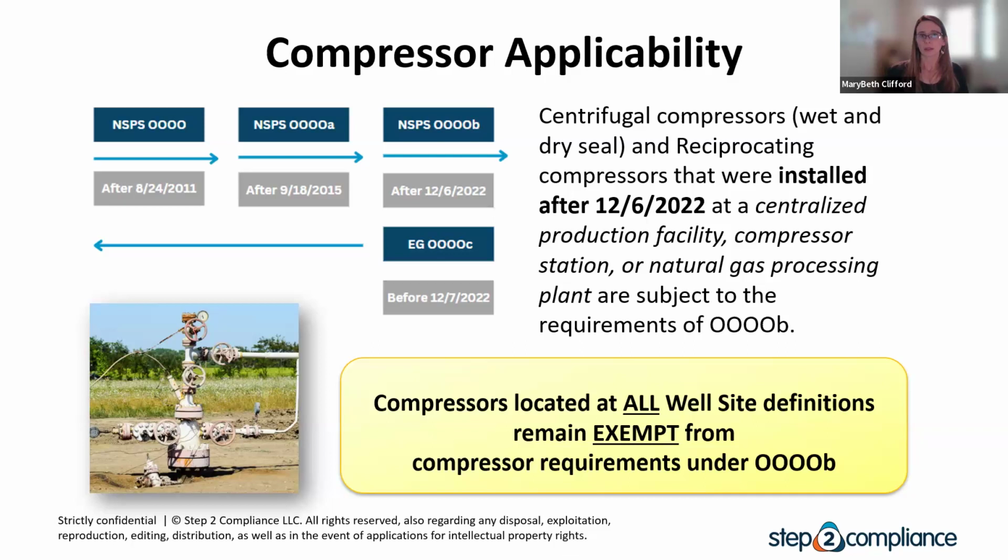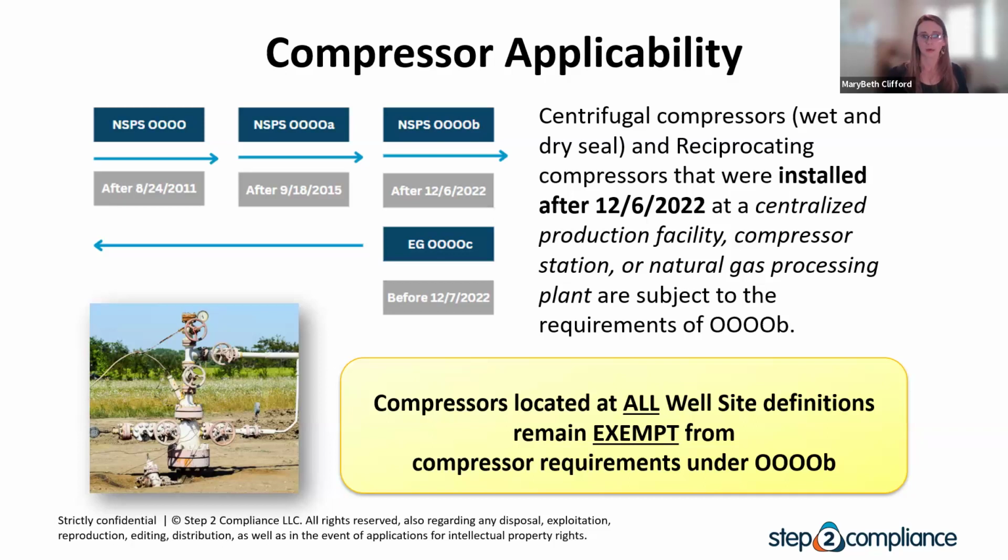So any compressor, centrifugal or reciprocating, that's installed after December 6th, 2022 at either a centralized production facility, a compressor station, or a natural gas processing plant will be subject to the requirements of Quad OB. Compressors located at all well site definitions, regardless of what the well site definition is, are exempt from compressor requirements under Quad OB. So does that include the pneumatics, or is that just the packing? Just the packing vent for the compressor.